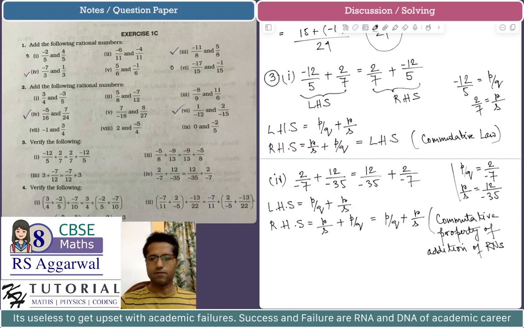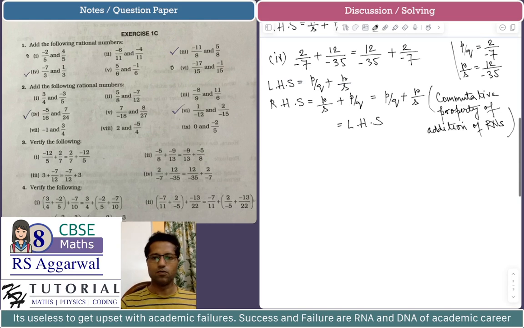Wherever I write RNS, it means rational numbers. Now what is P by Q plus R by S? It was LHS. So we verified that LHS is equal to RHS. Okay, let's move on to question number 4.